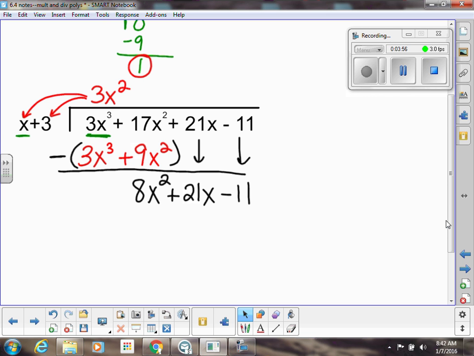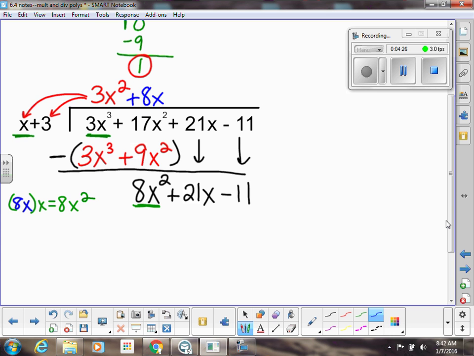All right, so now I'm going to say, okay, what times, again, I'm just looking at that first term x, and I'm looking at this, this is now my first term, 8x squared. So what times x is going to give me 8x squared? So I would obviously need an 8, and to get to x squared, I would need an x times an x. So 8x is going to go up here, and that would be a positive 8x.